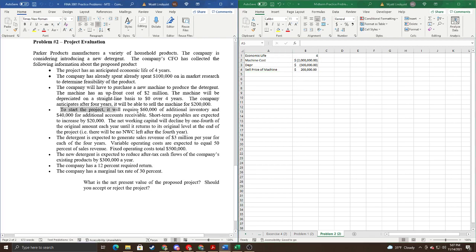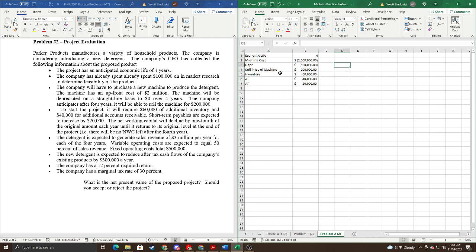Now to start the project, they will require $60,000 of additional inventory and $40,000 of additional accounts receivable. So we'll just do inventory of 60,000 and accounts receivable of 40,000, and accounts payable of 20,000. Now, what does all this mean?